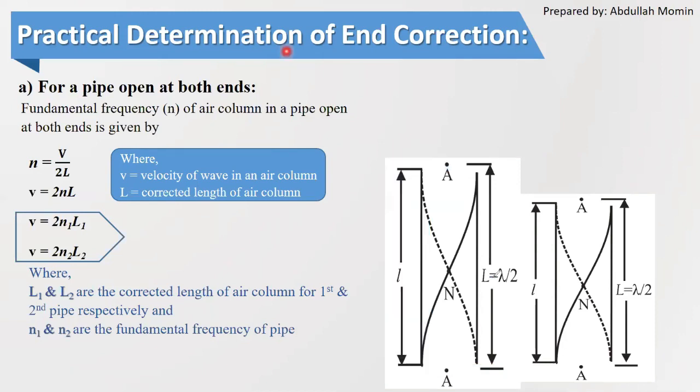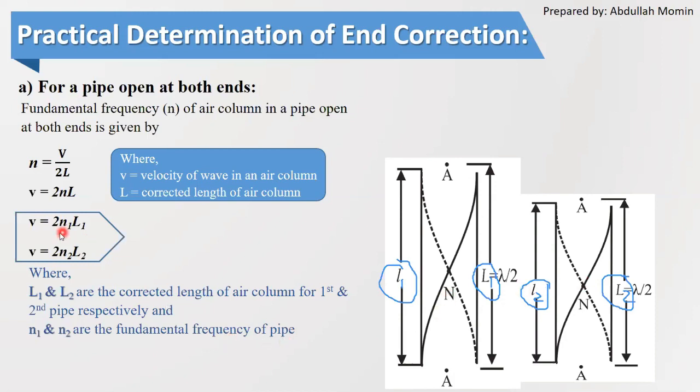So here, this first pipe has a length capital L1 and this length is small L1. The second pipe has a length of capital L2 and the length is small L2. So for the first pipe, we will write capital L1 and small L1, and for the second pipe, we will write capital L2 and small L2. So capital L1 and capital L2 are the corrected lengths of air column for the first and second pipe respectively, and N1 and N2 are the fundamental frequencies of these two pipes.